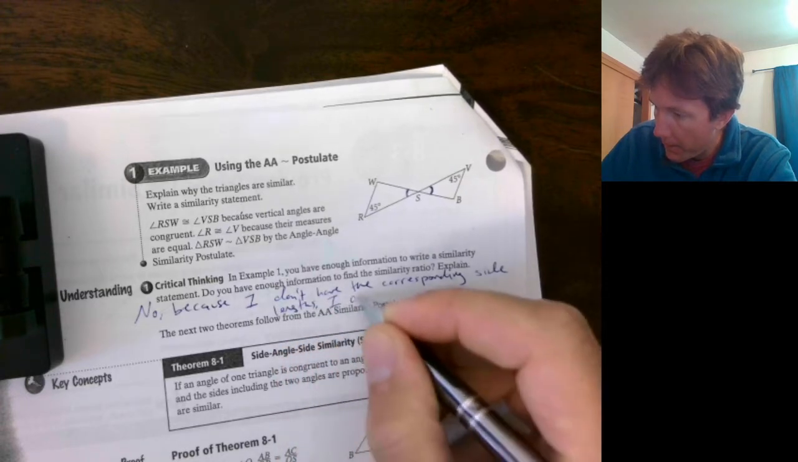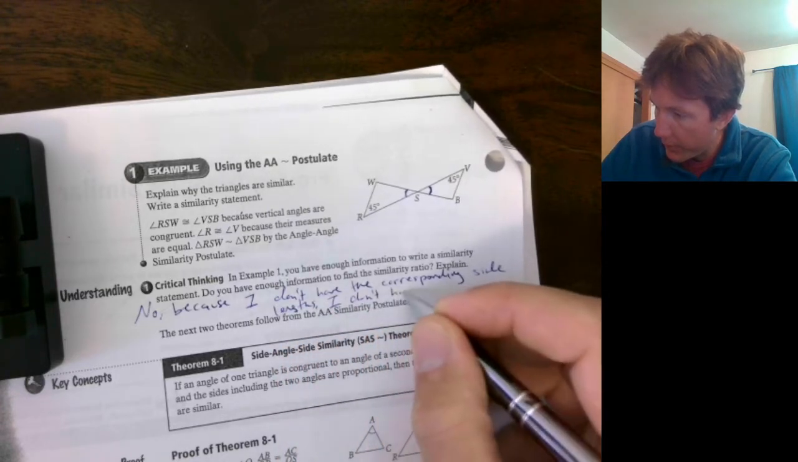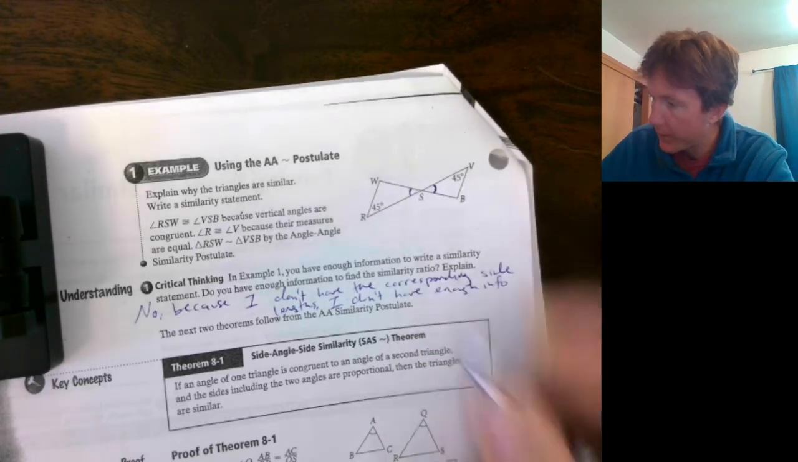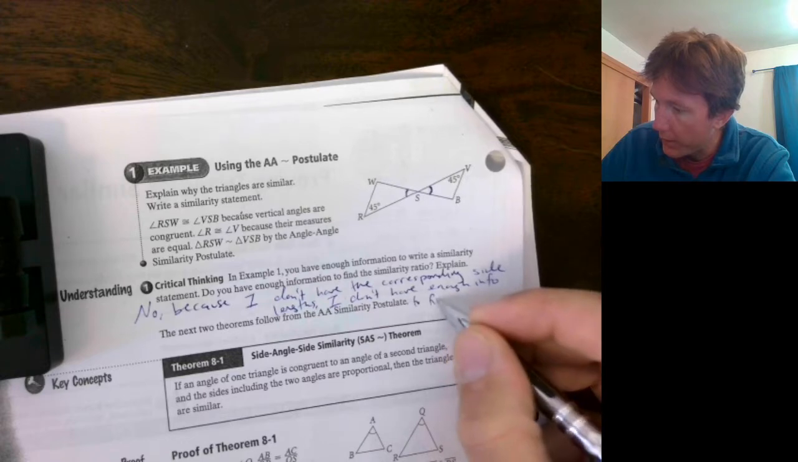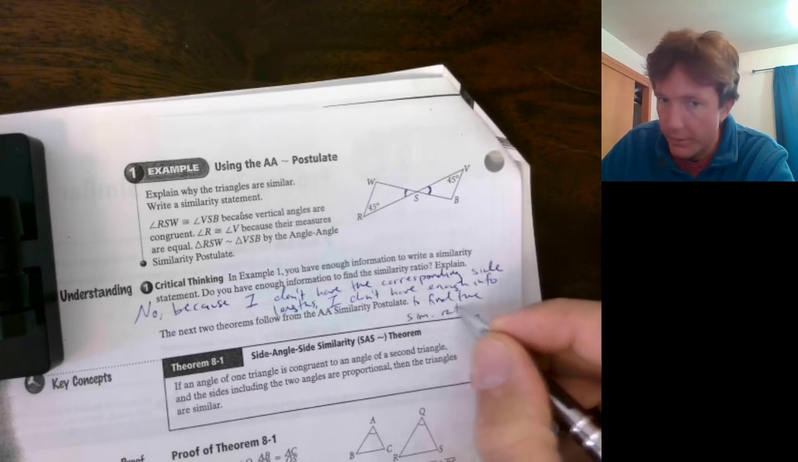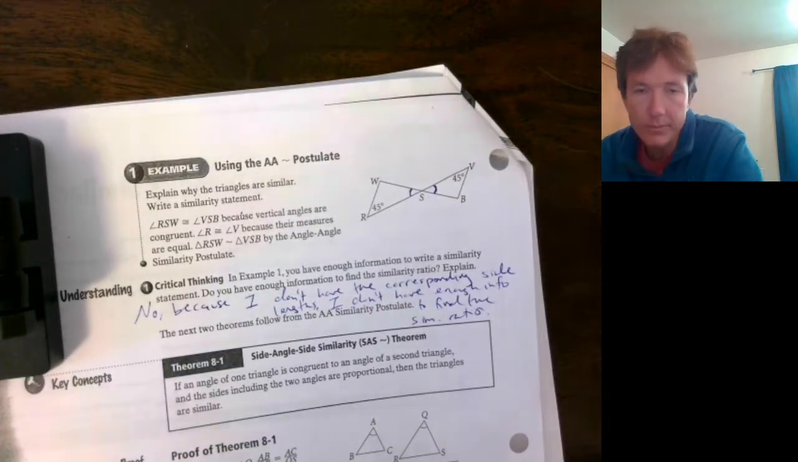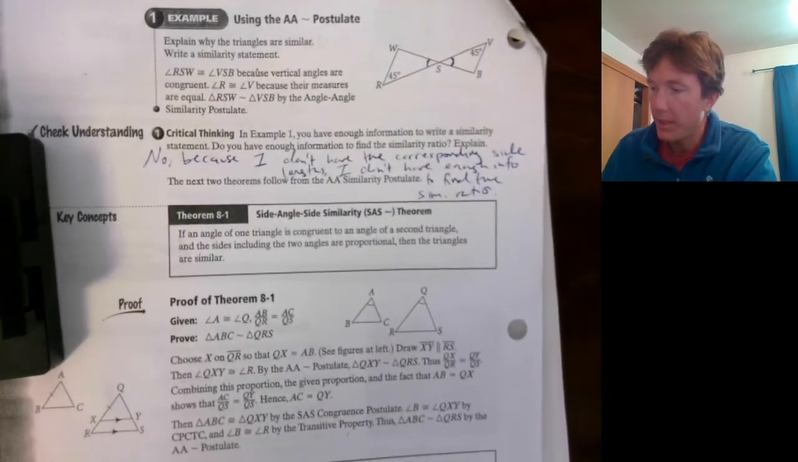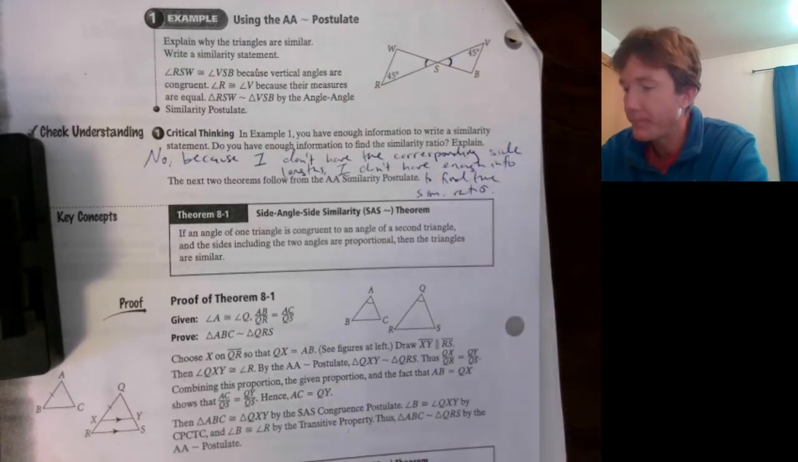I don't have enough info to find the similarity ratio. Okay, so the next two theorems follow from the AA similarity postulate.